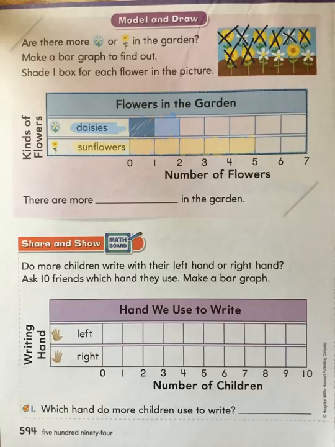Sunflower. Daisy, which is blue. Another daisy, which is blue. Sunflower, yellow. And then the last one is a daisy, and color it in blue.